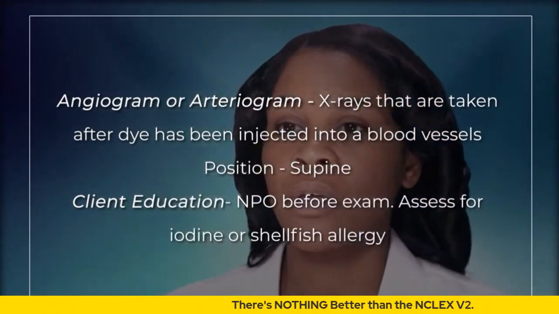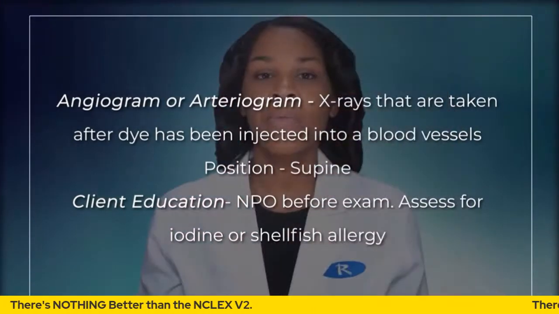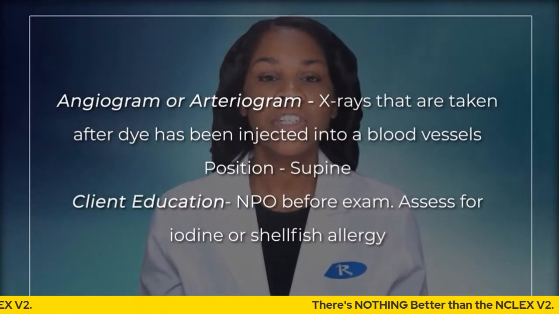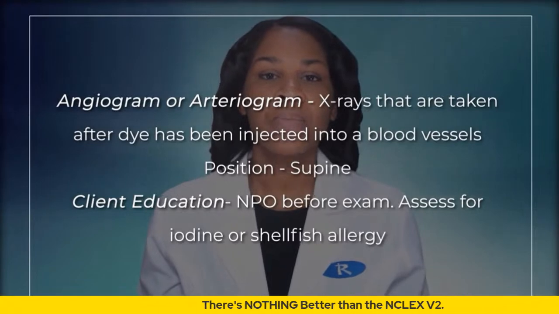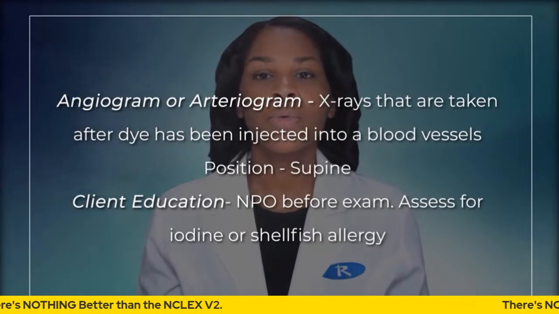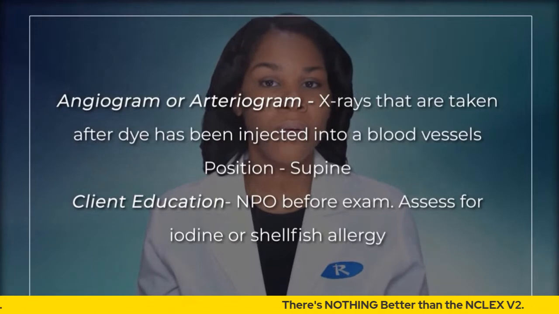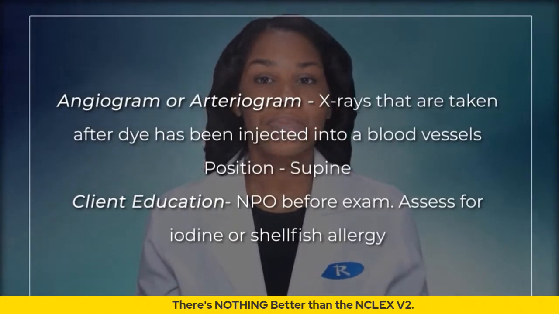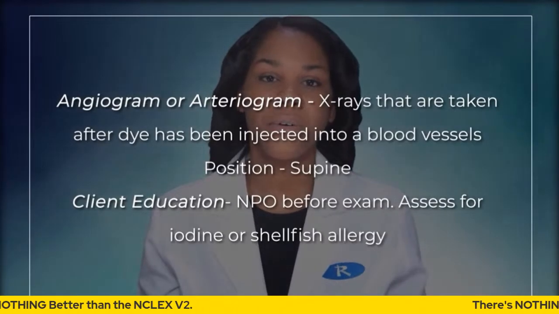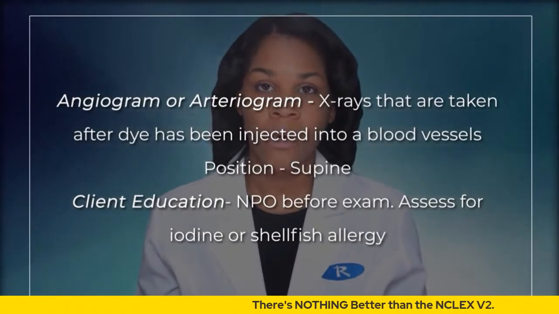It also can be used when there is a blocked coronary artery and we want to get inside that artery to open it up. So the position usually is supine because the technician will go through the groin to get to the coronary artery. Usually it's the femoral artery that is accessed. What is important for an arteriogram? Before the exam, the client should be NPO.